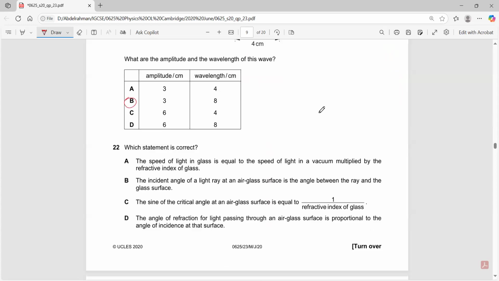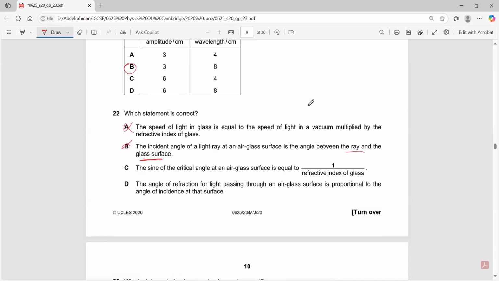Which statement is correct? The speed of light in glass is equal to the speed of light in the vacuum multiplied by the refractive index. Would that be true? That would be wrong. Why? Because this would mean that the speed of light in the glass is greater than the speed of light in the vacuum, which is wrong. A is wrong. The incident angle is the angle between the ray and the glass surface? No, between the ray and the normal line.